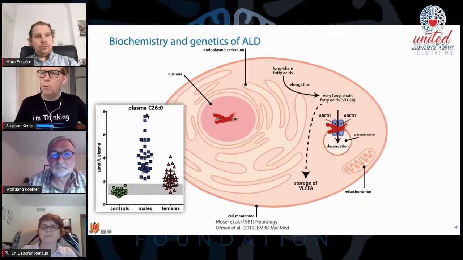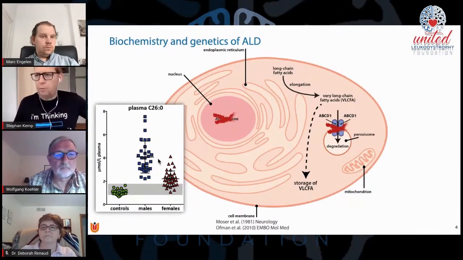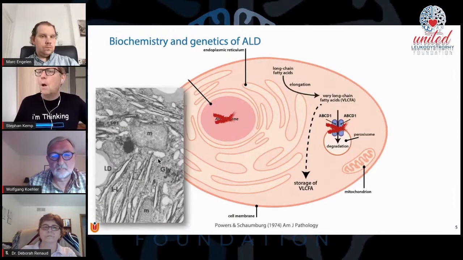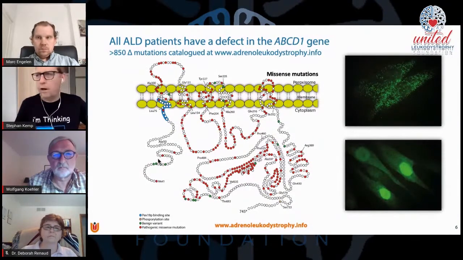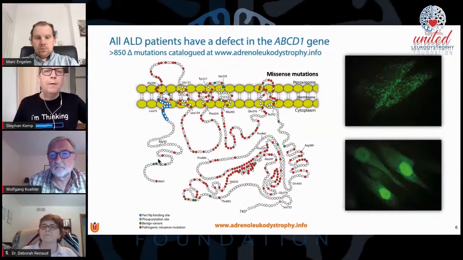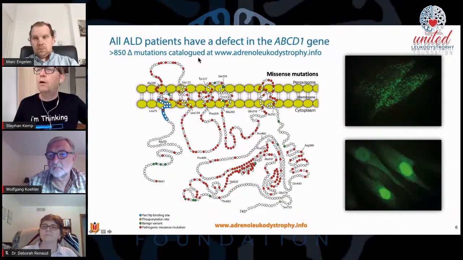But as you can see, all males have elevated levels of very long chain fatty acids. So this knowledge enabled people to screen for ALD. So ALD is caused by mutations in one gene, in the ABCD1 gene. And this is a very complicated slide, so we won't go through it that much. But the problem with ALD is that there are very many different mutations. We already have a database that holds over 850 different mutations. And all these different mutations cause ALD.